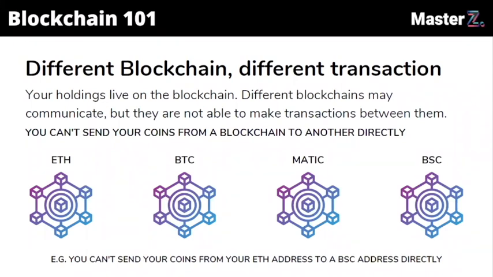This is a common mistake, and if you do it, you're gonna lose your crypto. I tried once to send my AVAX from a Binance wallet, a BSC wallet, to an Avalanche wallet, and I lost my crypto, because it's something you cannot do, and you need this bridge.